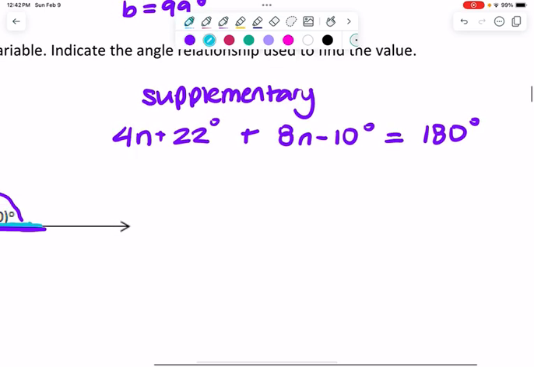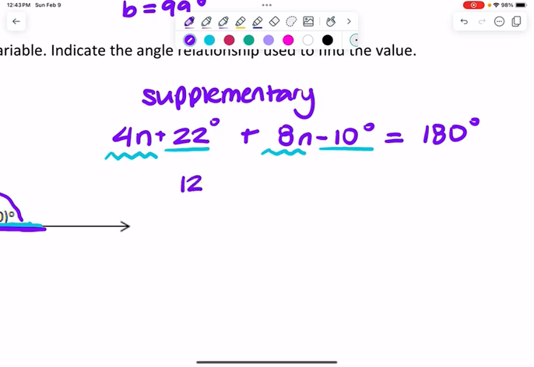Now remember, last unit we talked about solving equations, and before we undid anything, we started by simplifying both sides, looking for like terms. So I'm going to do the same thing here. On my left-hand side, I have two different sets of like terms, so I'm going to combine them. I've got 4n, I've got 8n, so I've got 12n together. And I have 22 degrees minus 10 degrees, which will give me positive 12 degrees. And I know those things still equal 180 degrees.